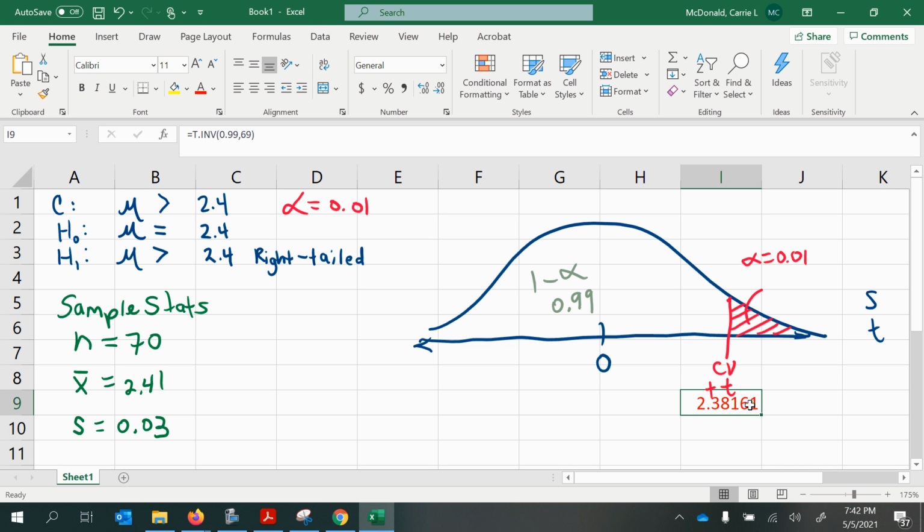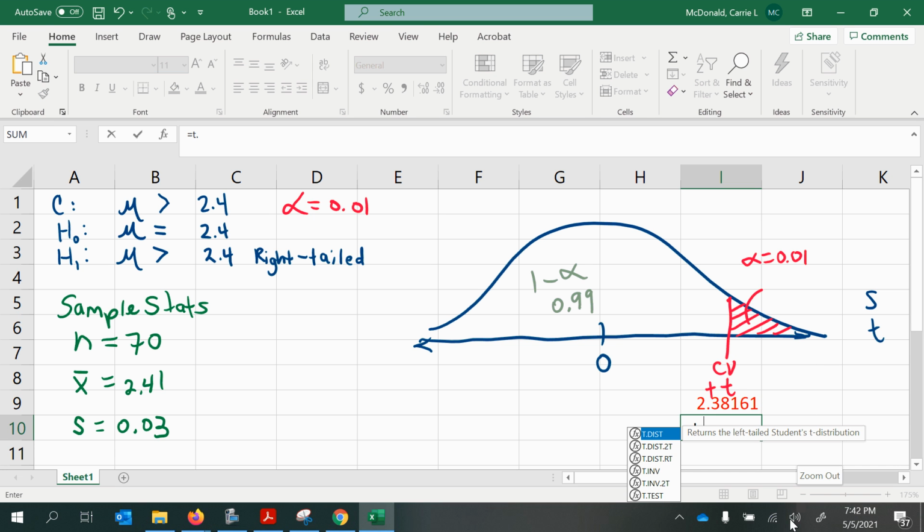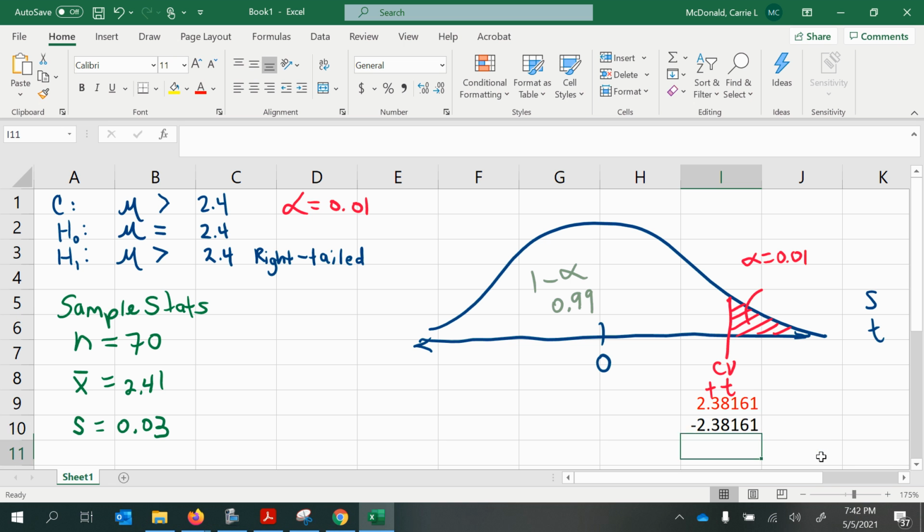Okay, so we've set the goalpost. We know where our rejection region is. Now, just as a side note, if you had accidentally done t dot inverse on 0.01, you would have gotten the same answer but negative.